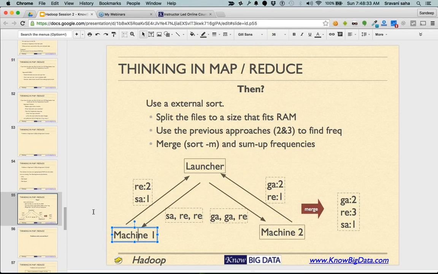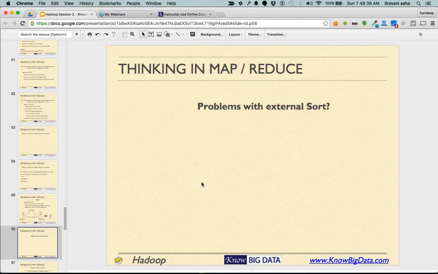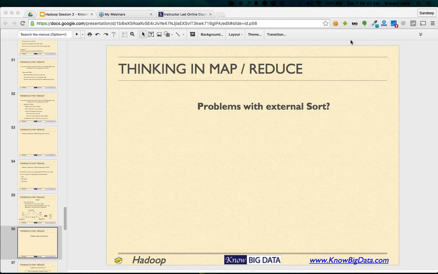Now we talked about this example, this external sort example. Do you see any problems with external sort? Anybody?